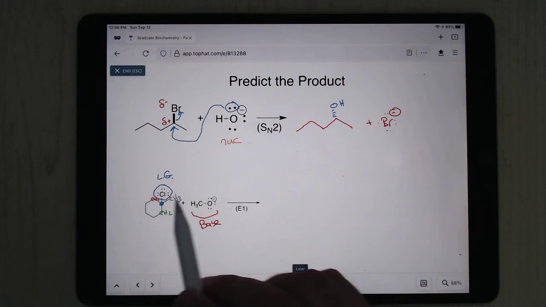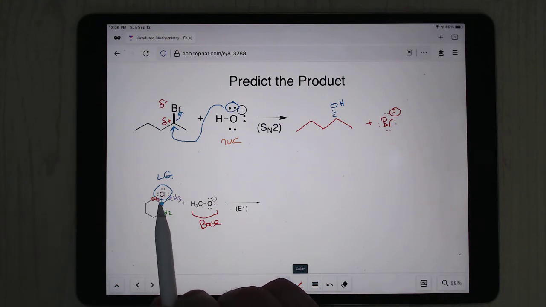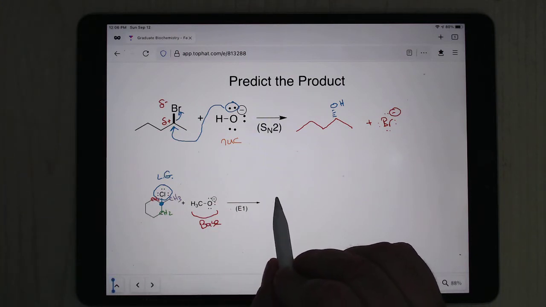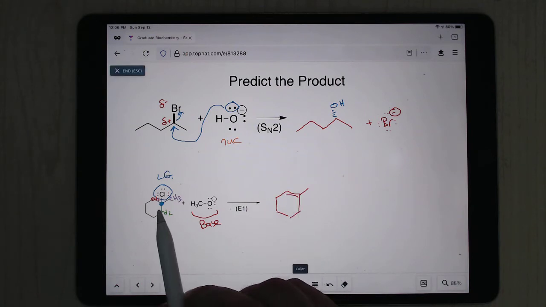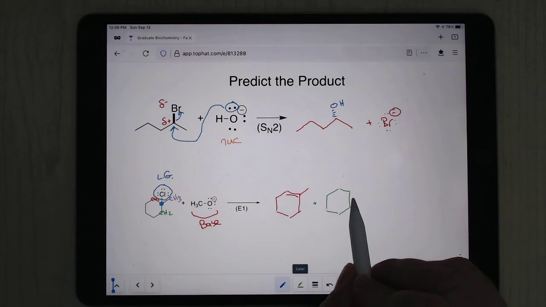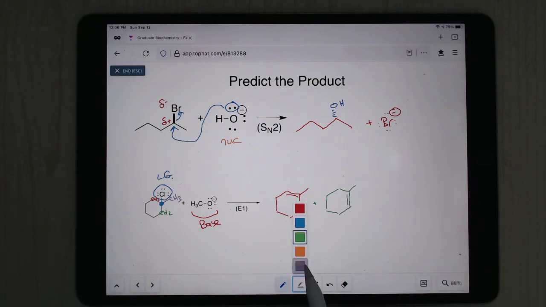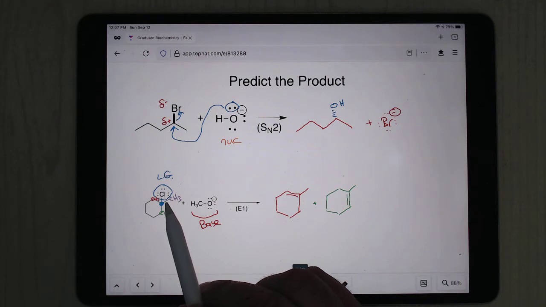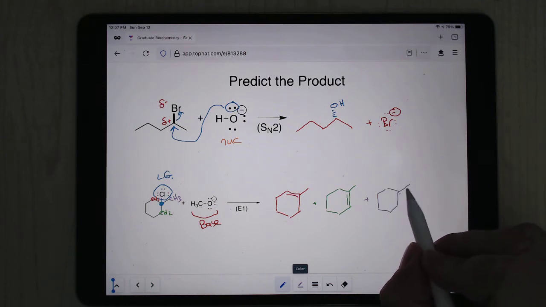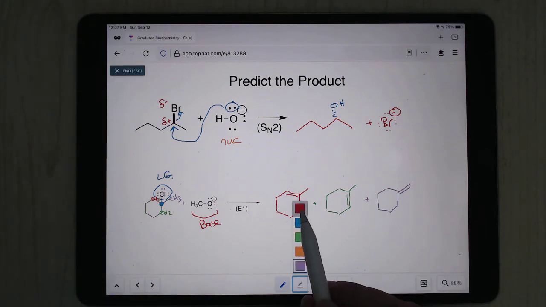So what we're going to get is, if we make it between the blue carbon and the red, remember that leaves and the base is going to come in and grab that hydrogen, so you're going to end up with this product here. If you go from the blue carbon to the green carbon, if we remove this hydrogen, that's going to collapse down and form this product. And if you go between the blue carbon and the purple one, we're going to make a carbon-carbon bond between there, like that.